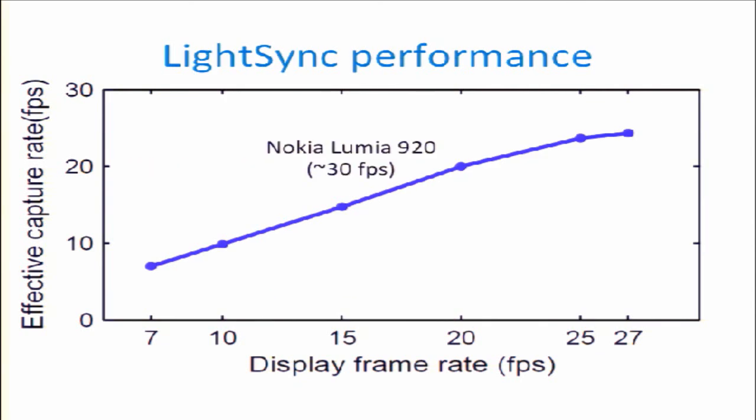Okay, so we tried a bunch of different phones. Lumia 920 at the time was the best phone we had, and it captures at a fixed frame rate, so you see pretty much it just goes up. 25, 27 is very similar anyway. And then for the phone that you saw in that screenshot, this is what happened. It does go up, then drops a little bit.